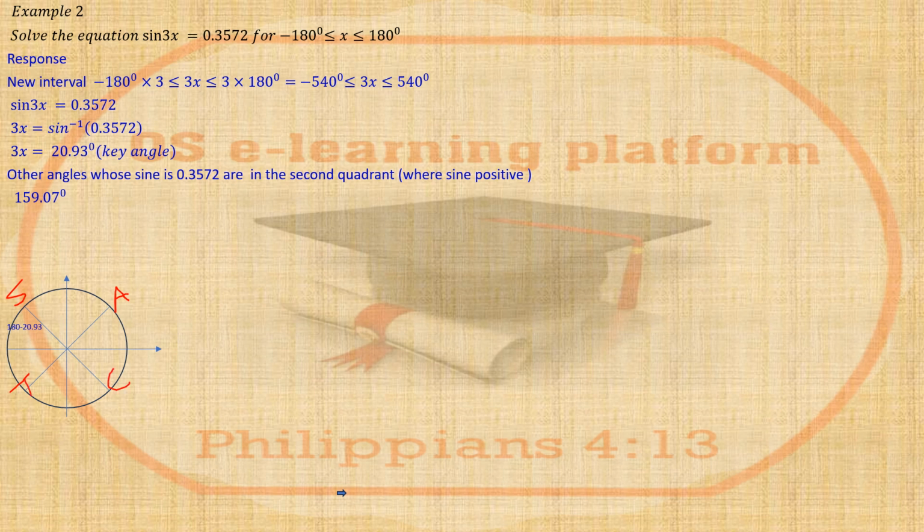Now automatically in the first quadrant I always have that key angle as 20.93 degrees. Now I get into the quadrant where sine is positive, and we are seeing it is in the second quadrant, and we agreed in the second quadrant it is 180 minus the key angle. 180 minus the key angle. So the angle I get in the second quadrant is very correct, and I will consider it.